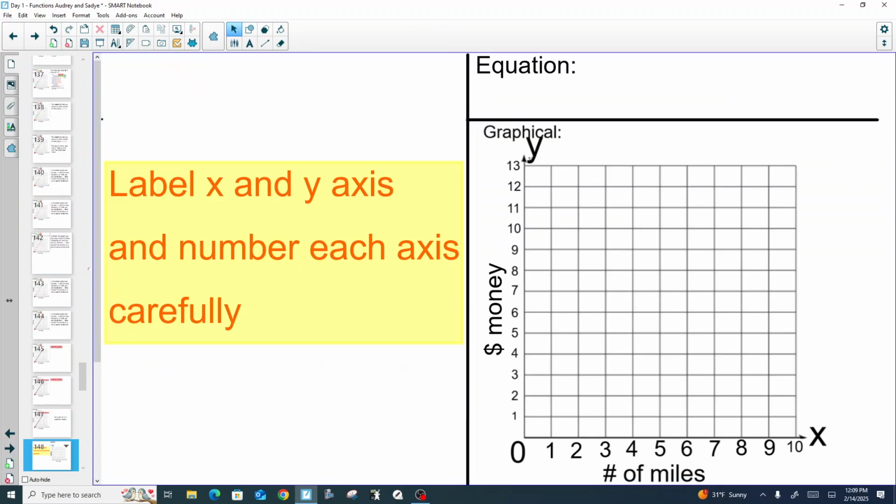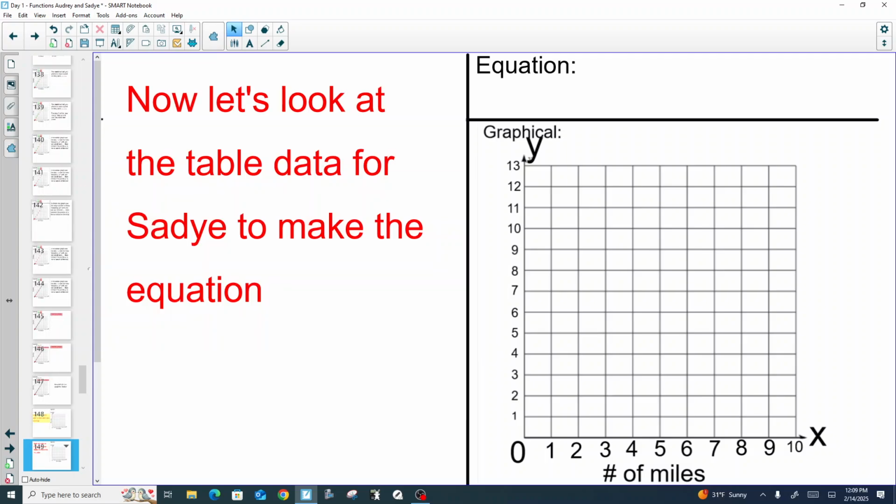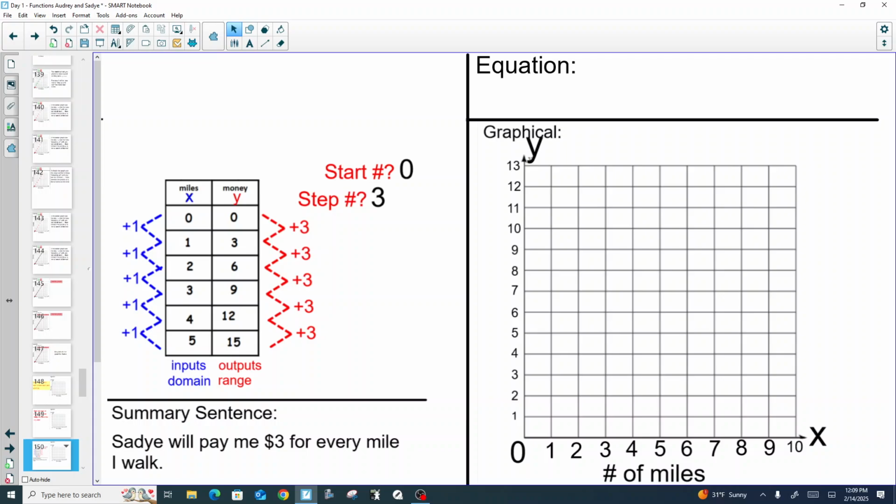All right, now let's do the graph for Sadye. Let's label the x and y axis very carefully, just like we did. Can we go ahead and label the money and the number of miles? It should be just like the Aubrey one, isn't it? All right. So now let's take a look at the table data for Sadye. And to keep you from having to flip back and forth, I'll put it over here on the left side so we can see Sadye's there, okay? Ladies and gentlemen, let's just use the start and step number. What do you say? What was our start number?